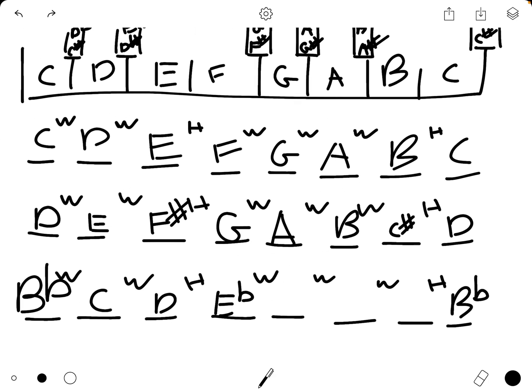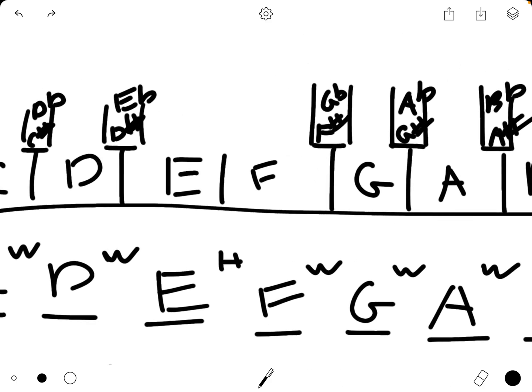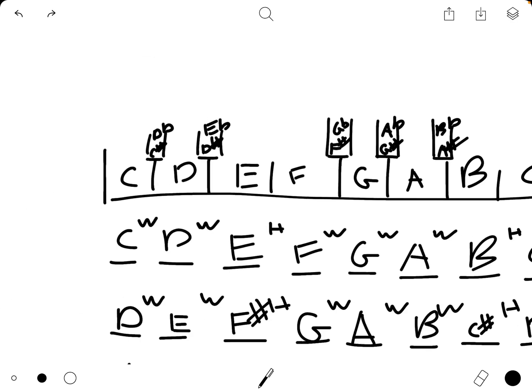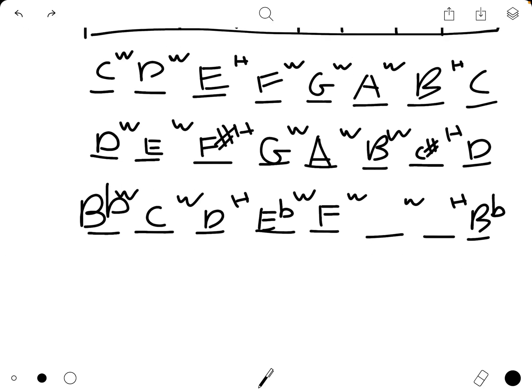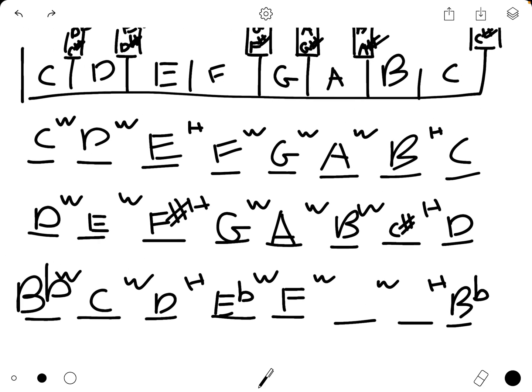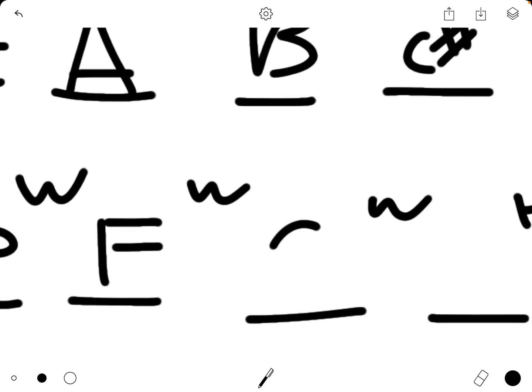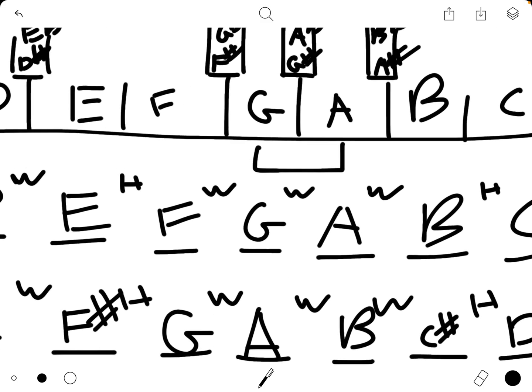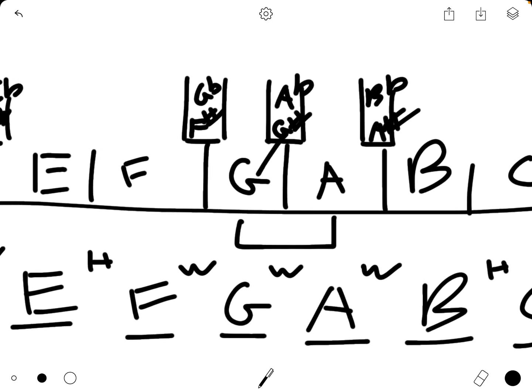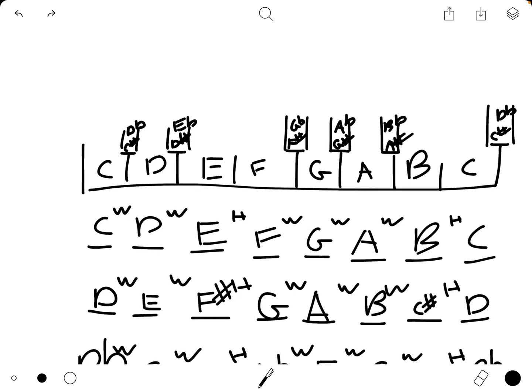Now I need to find a whole step above E flat. A half step would be E, so we need to go one step further. E flat to F. We have F. Now we need to find a whole step above F. This would be a half step, so we need this whole step from F to G. Now I need a whole step above G. And a half step would be G sharp or A flat, so we have to go one further all the way to A, skipping one to get a whole step from G to A.